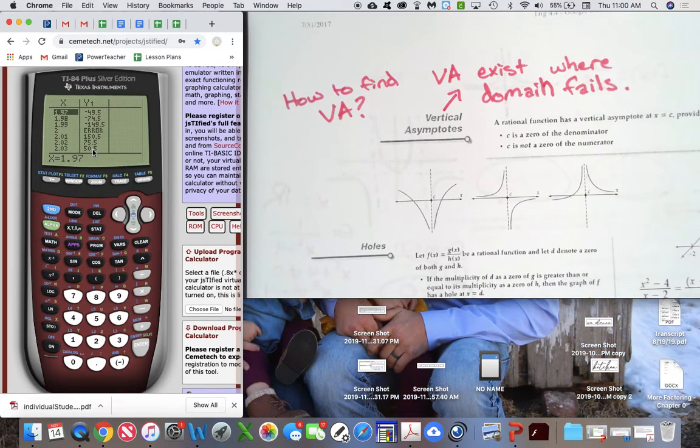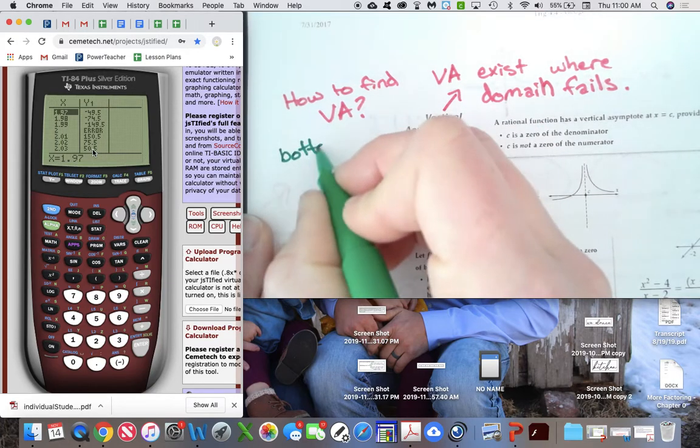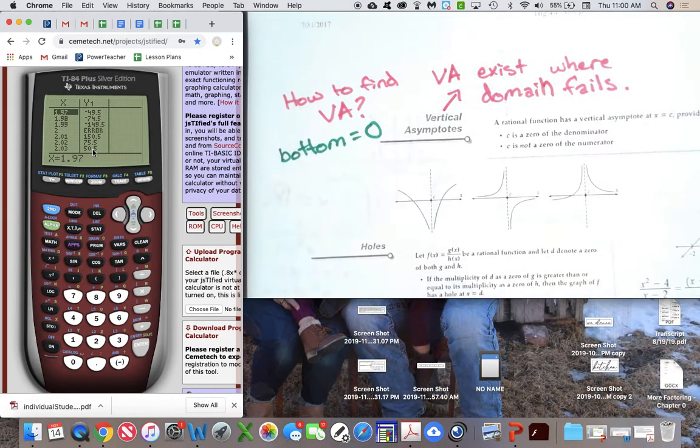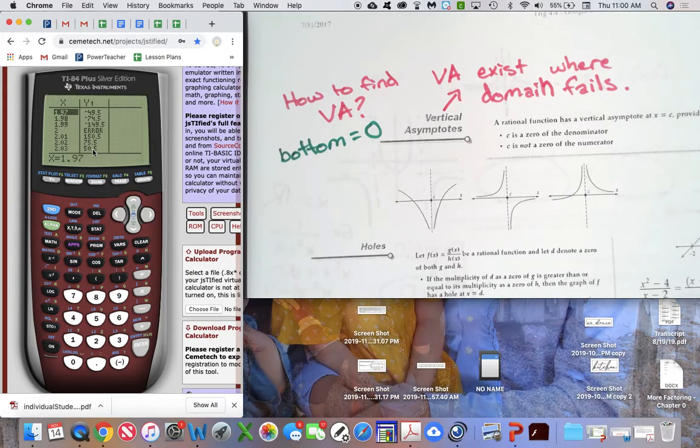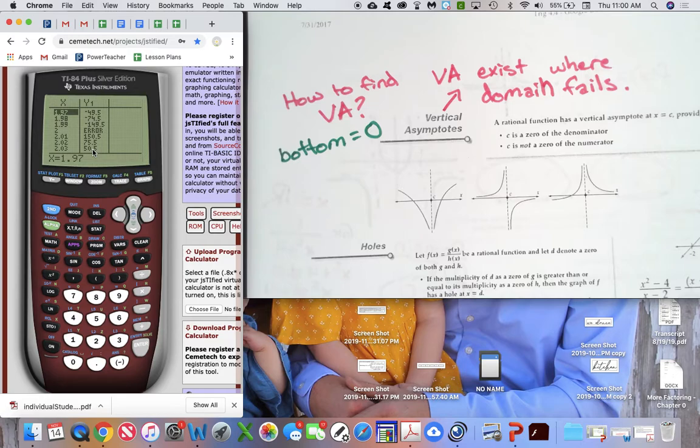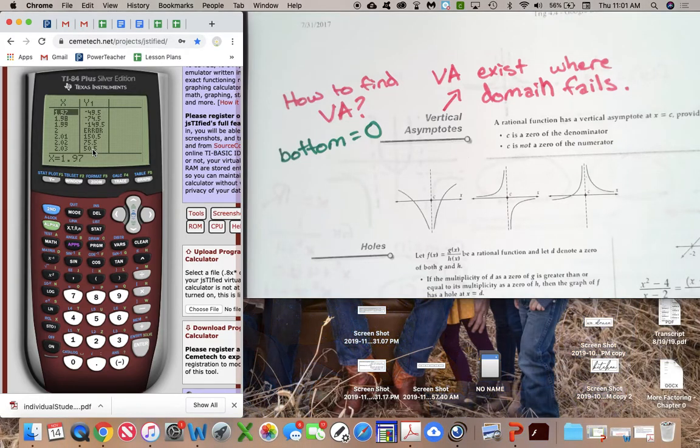When the bottom equals 0. That's what your VA is going to be, is when the bottom equals 0. Right? So for the domain, I want the bottom not to equal 0. Your VA is going to exist where the bottom is 0. Right? Okay? So here are some examples of this.